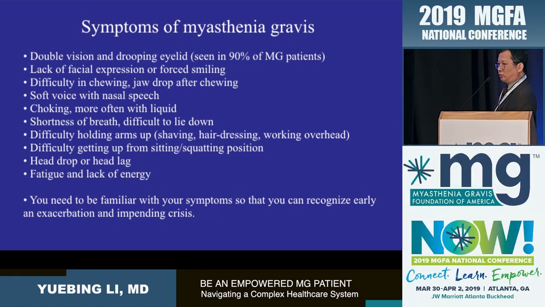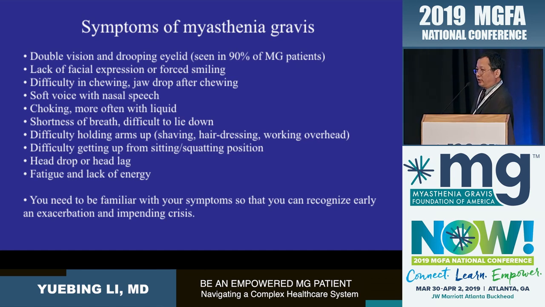Shortness of breath, difficulty lying down, difficulty holding arms up, difficulty getting up from a sitting position, head drop or head lag. When you lie in bed, your body goes up and your head lags behind, or when you're standing up, your chin begins to touch the chest. Fatigue and low energy. You need to be familiar with the symptoms so that you can easily recognize exacerbation. Typically, when your MG comes back, it's mostly the same symptoms you had before. Okay? Not every case, but mostly symptoms you had before.